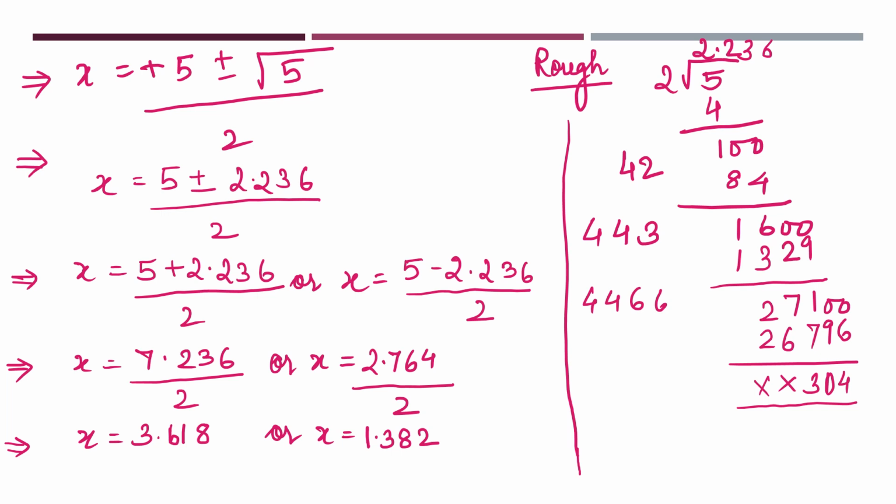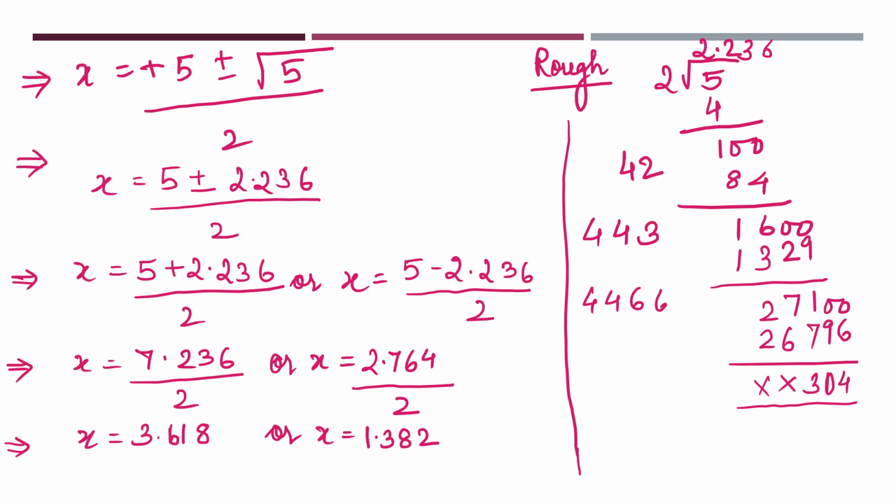now taking the value of x as x is equal to 5 plus minus root 5 upon 2, we get the answer as x is equal to 5 plus minus 2.236 upon 2, because the square root of 5 is 2.236. Now x is equal to 5 plus 2.236 upon 2, or x is equal to 5 minus 2.236 upon 2. Therefore x is equal to 7.236 upon 2, or x is equal to 2.764 upon 2.